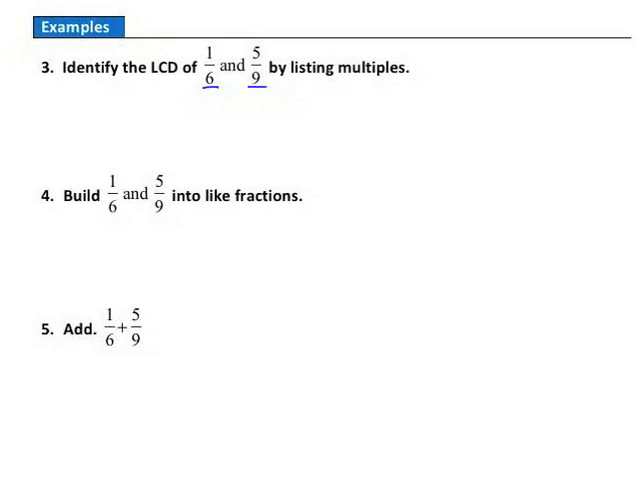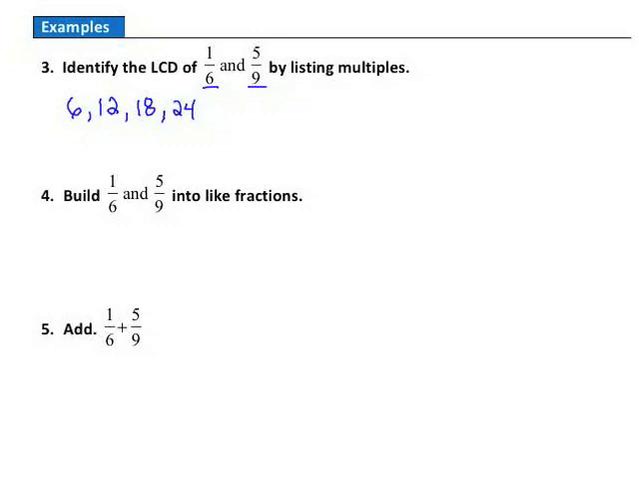Well, let's start listing multiples of these numbers until we find the first one they have in common. Multiples of 6. 6 times 1 is 6. 6 times 2 is 12. 6 times 3 is 18. Times 4 is 24. I'm going to stop right there and see if I have already found a common multiple. If not, I'll keep listing some more.